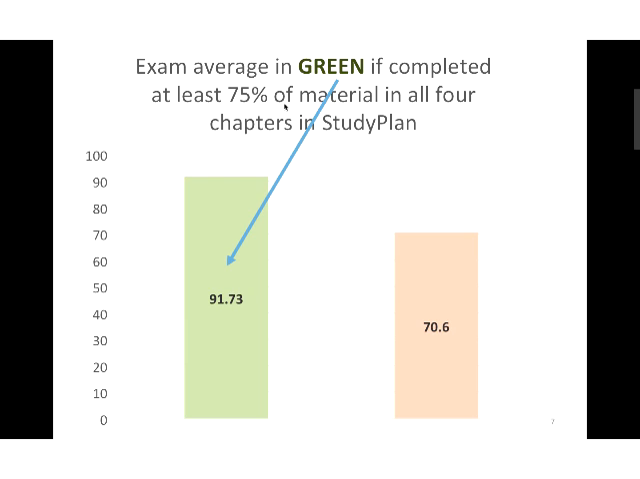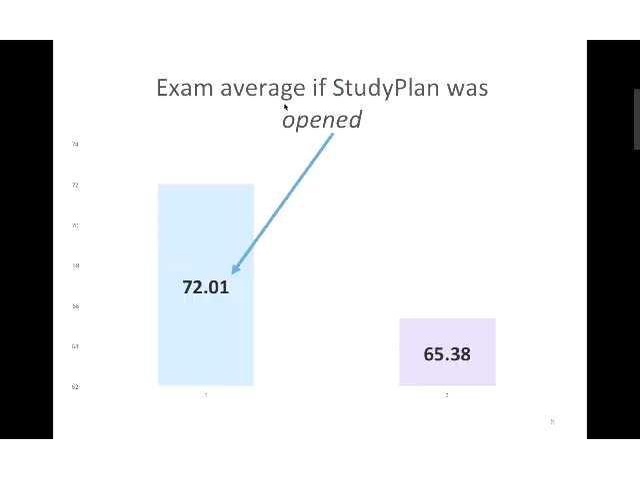Now, just looking at the difference in scores, I said, okay, let's just look at students that opened study plan ever versus those who did not open study plan. It wasn't a huge difference, but it is statistically significant. Of the people that opened study plan, that average was 72%. Everyone else who never touched study plan, 65%. Now that doesn't say that if you open study plan you will magically increase your score by 7 points, but it does show you that there is a big difference between these groups.